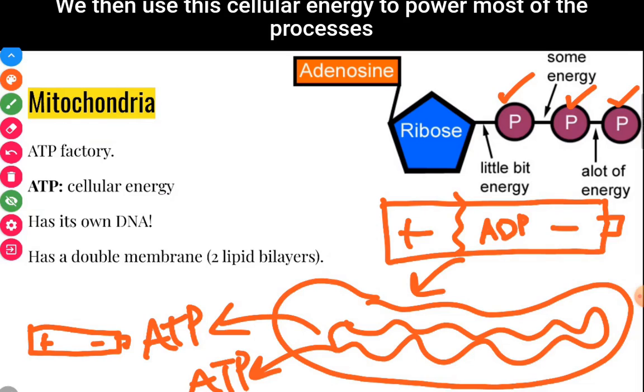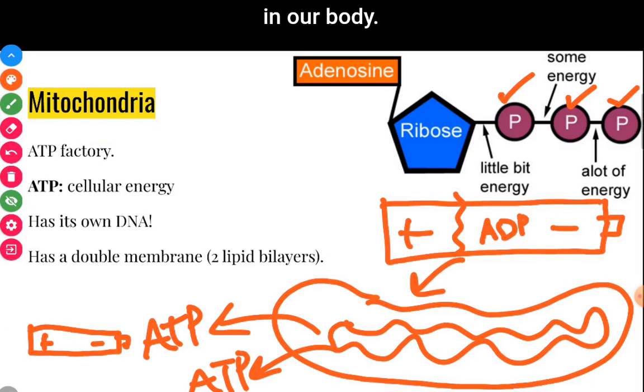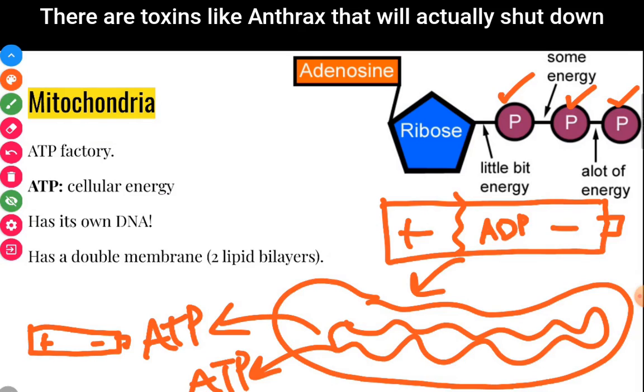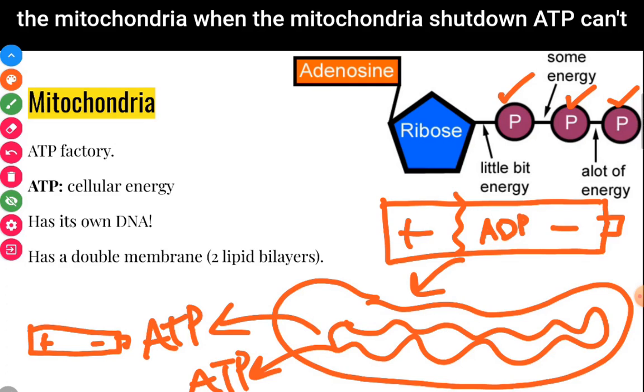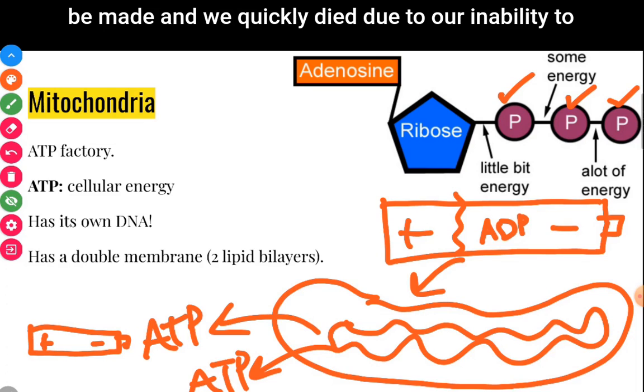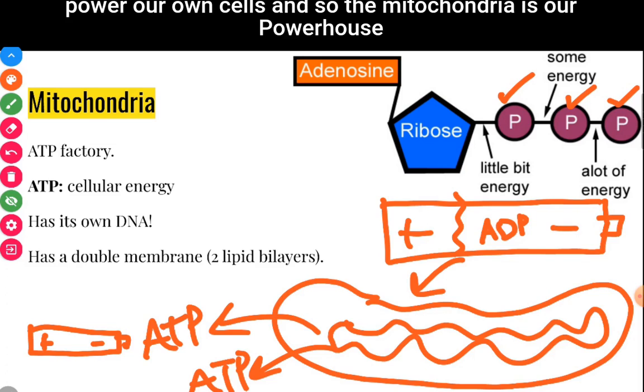We then use this cellular energy to power most of the processes in our body. There are toxins like anthrax that will actually shut down the mitochondria. When the mitochondria is shut down, ATP can't be made, and we quickly die due to our inability to power our own cells. And so the mitochondria is our powerhouse.